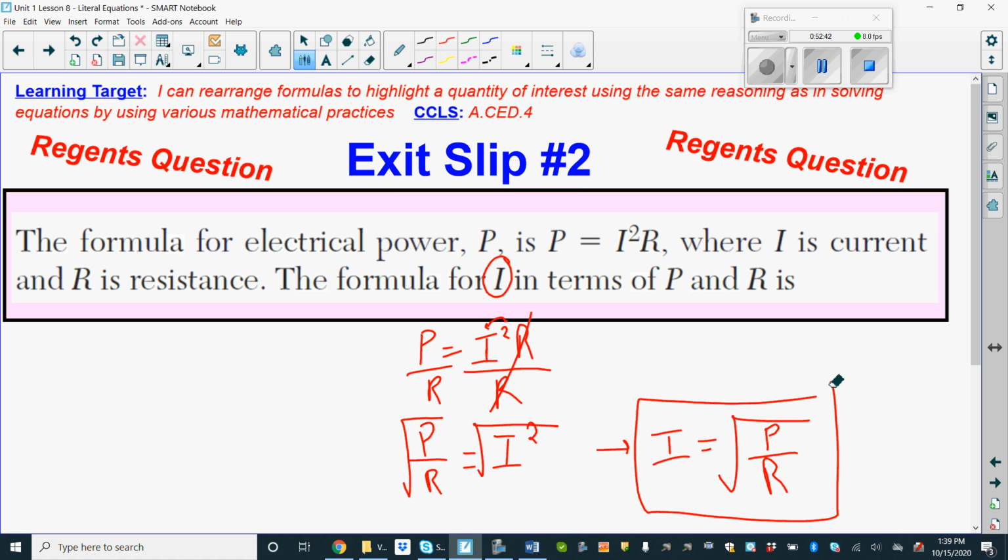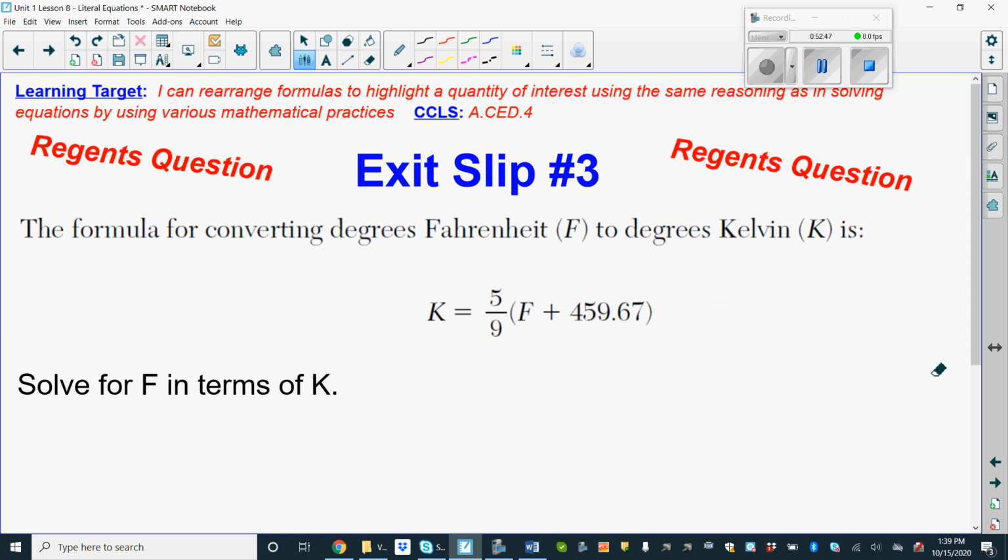Lastly, we have one more Regents question. Exit slip number 3. The formula for converting degrees Fahrenheit F to degrees Kelvin K is K equals 5/9 times F plus 459.67. So we have to solve for F. F is in those parentheses. So we can't move anything inside the parentheses until we get rid of this 5/9. You want to move whatever's on the outside first.